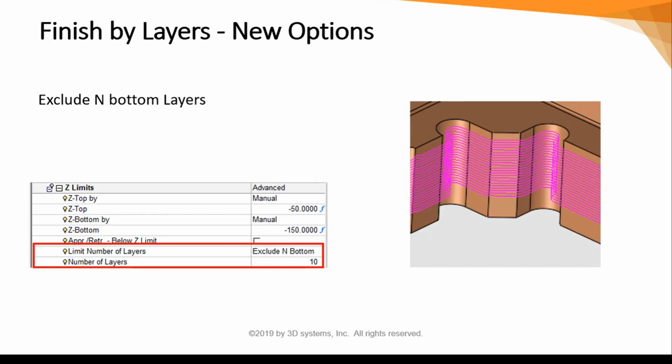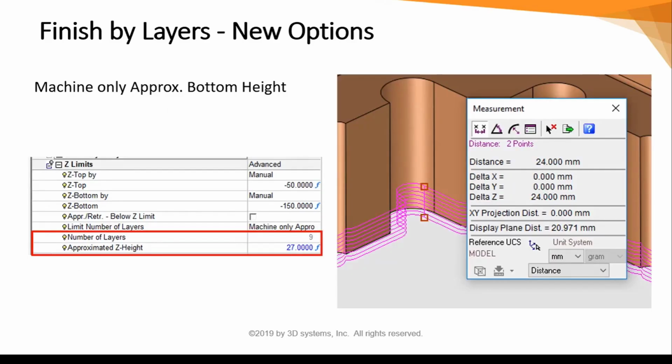The second option is the opposite, the number of layers to be excluded. Number of layers which the system will not create at the bottom. The third option is machine only approximate bottom height. Approximated Z height can be set. The number of layers is calculated by the system, and the parameter is grayed out.